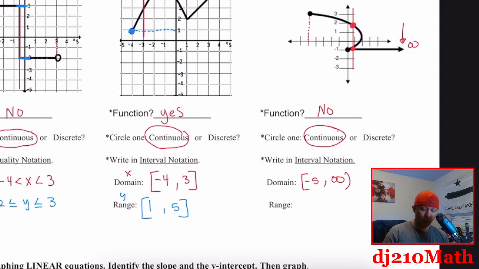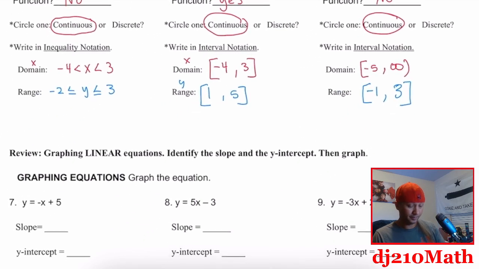All right. In terms of y, the smallest y value looks to be right here, which is -1. We include it because it's a solid line. And the largest y value, if you go to the top, this is the most upper point. It's going to be 3 with a bracket. So -1 to 3. Okay.